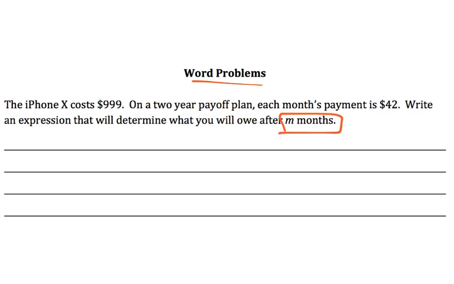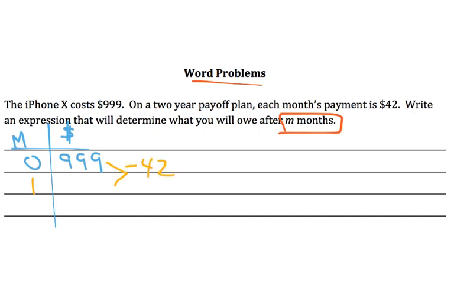Well, on day 0, let's try to figure things out. So maybe I'm like, what day? What month? How much would I owe? Well, if I just got the phone, right off the bat, I owe $999. And in the next month, I want to know how much I owe then. So I would just end up taking away $42.